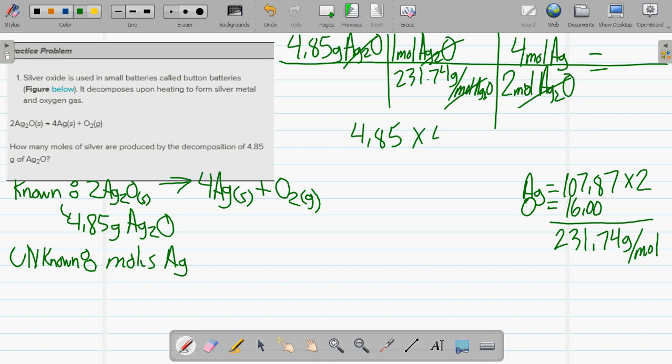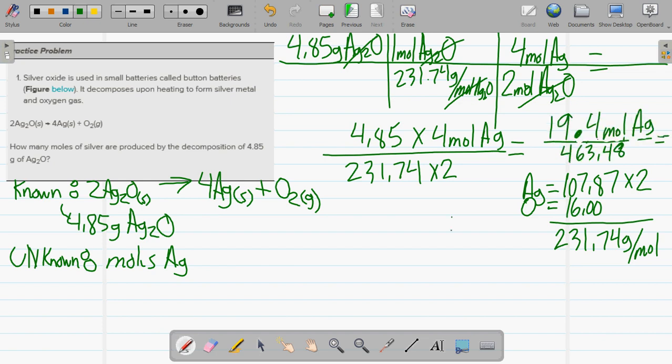And so with everything canceled out, I have 4.85 times 4 moles of silver divided by 231.74 times 2. Notice there's no units on the bottom, everything canceled out. So my answer will be in moles of silver. Then we multiply across the top, multiply across the bottom, we divide, and we get 19.4 divided by 463.48. And so from 4.85 grams of silver oxide, you would get 0.04 moles of silver.